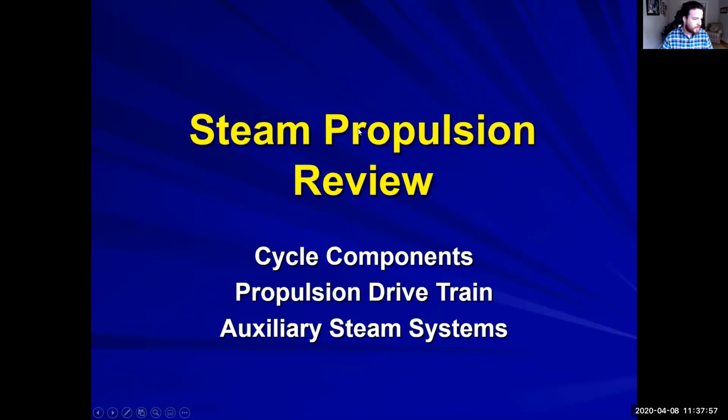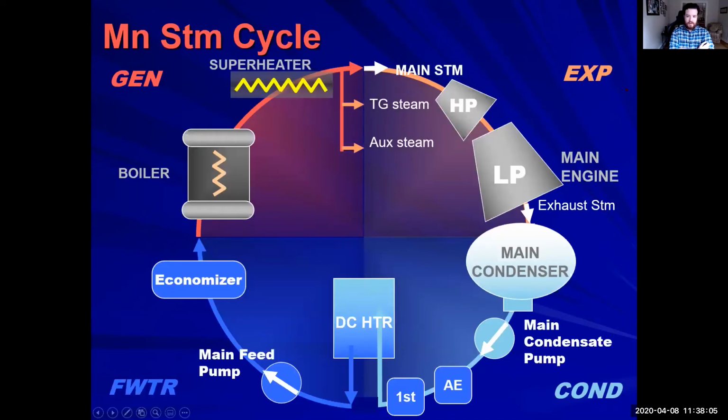So let's begin our journey into steam. We are finally going to be utilizing that thing they made you remember all the way back in INDOC, the basic main steam water cycle. We start off with our boiler, go to our superheater. We break off from our superheater. We go to our auxiliary steam, our TG steam, and our main steam. From there, we end up in our high pressure turbine.